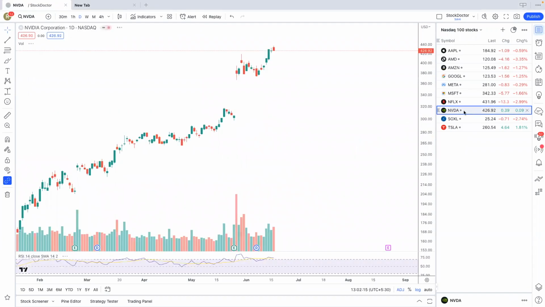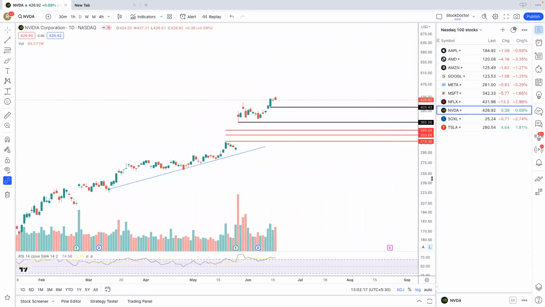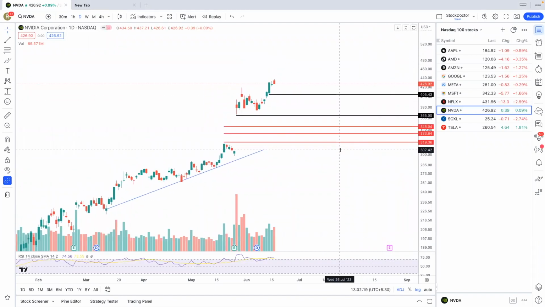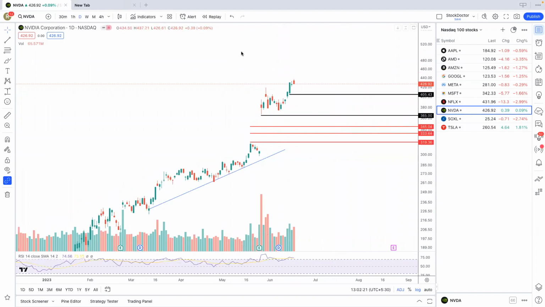Next, we have Nvidia. For Nvidia, I clearly mentioned in my last videos, when it gave a breakout and it created this gap and went up, right? I mentioned that unless it breaches 365, one should hold this. It made the high of 426. One can take some profit and hold again.